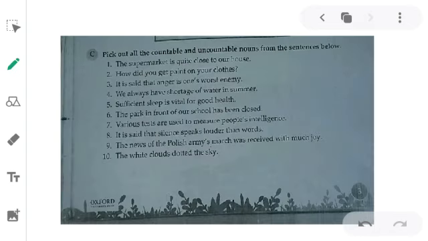Here we have another exercise. Pick out the countable and uncountable nouns from the sentences. You have been given 10 sentences, and you have to underline any countable or uncountable noun you find in these sentences. For example, how did you get paint on your clothes? Paint is an uncountable noun. You may find more than one countable or uncountable noun in your sentences, and you have to do it on your own. Thank you.